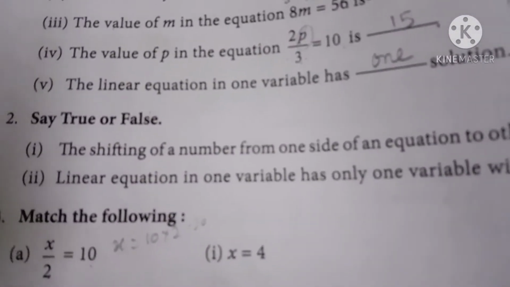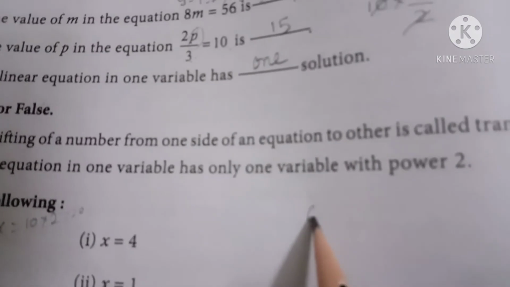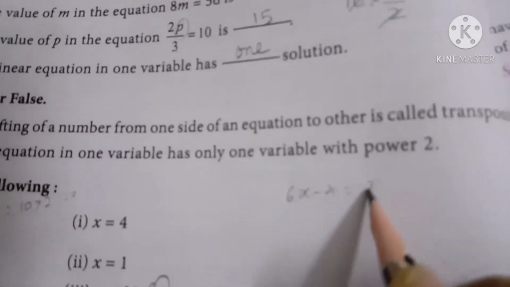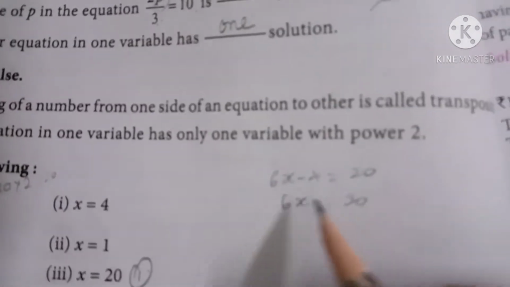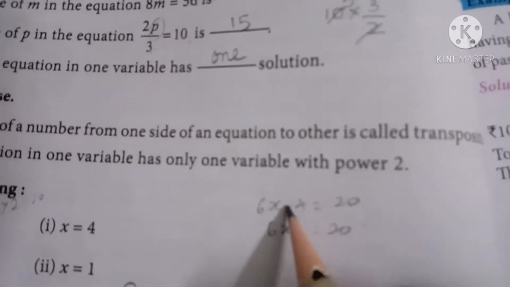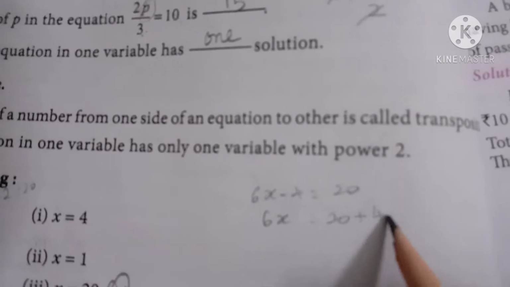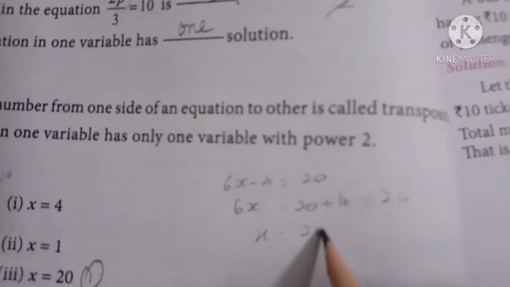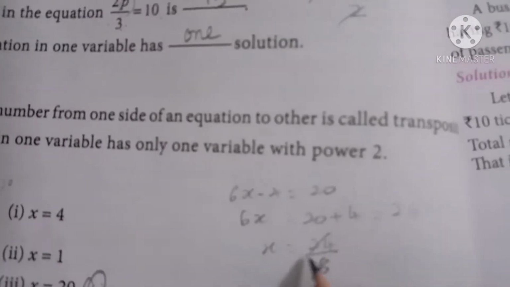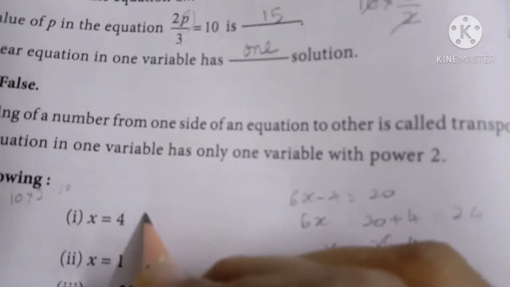And then here 20 is equal to 6x minus 4. Therefore 6x minus 4 equal to 20. So keep the x term as it is and bring the constant to your right hand side. Minus means plus. Therefore 20 plus 4 is 24. And then x is equal to 24 by 6, which is equal to 4.